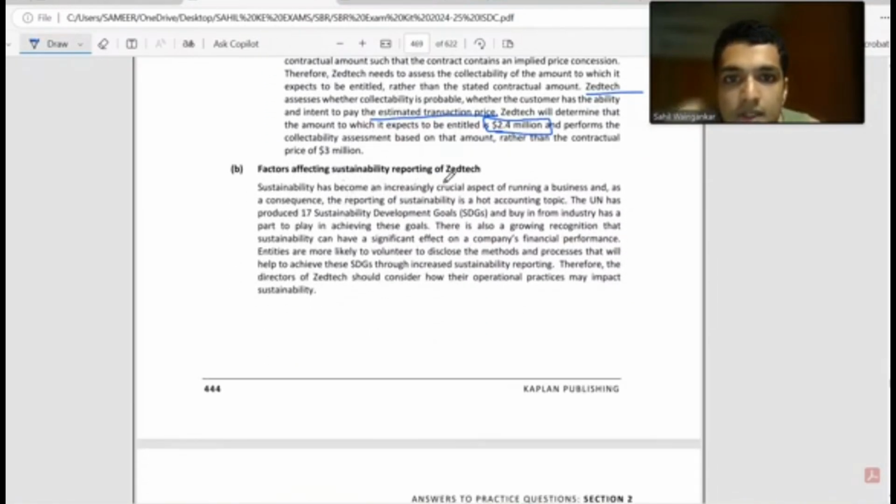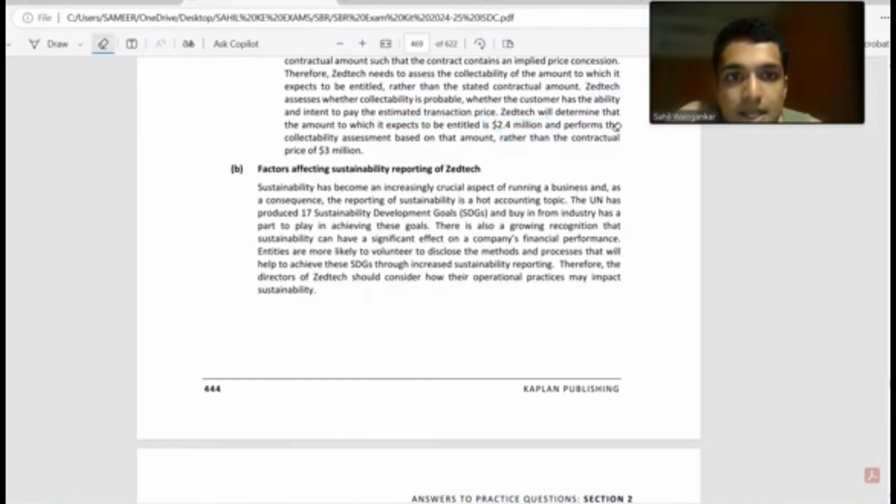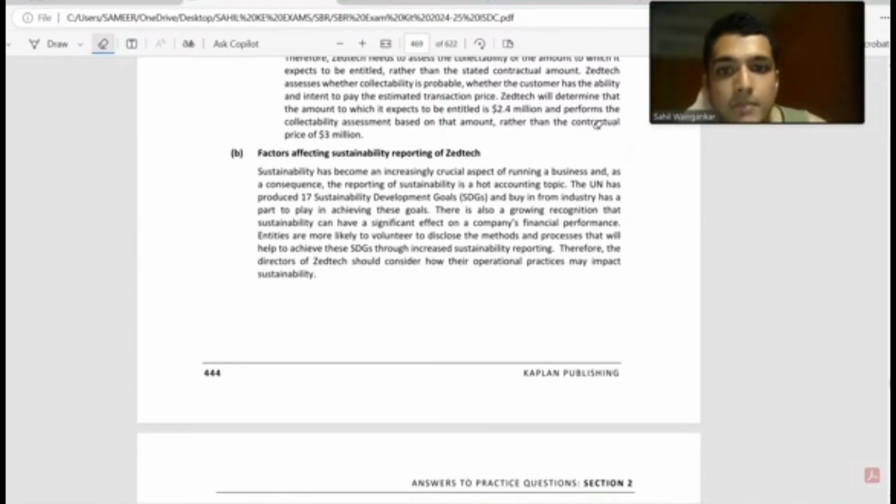Sustainability has become an increasingly crucial aspect of running a business, and as a consequence, the reporting of sustainability is a hot accounting topic. The UN has produced 17 sustainability development goals, and buy-in from industry has part to play in achieving these goals. There is also a growing recognition that sustainability can have a significant effect on a company's financial performance. Entities are more likely to volunteer to disclose the methods and process that will help to achieve these SDGs through increased sustainability reporting. Therefore, the directors of Zedtech should consider how their operational practices may impact sustainability.